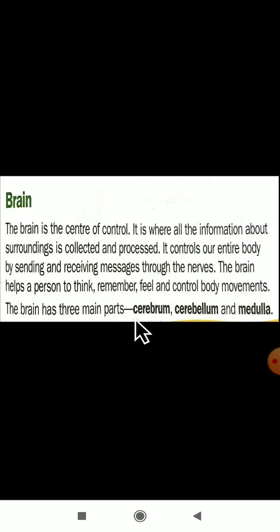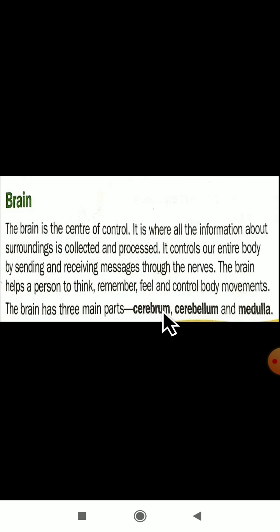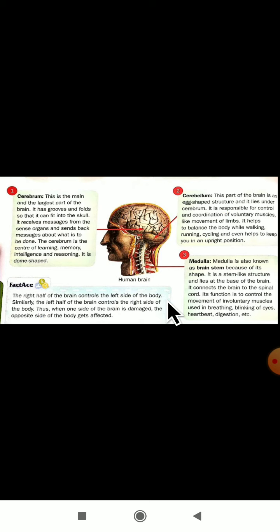The brain has 3 main parts: the cerebrum, the cerebellum and the medulla. The first one is the cerebrum. The spelling of cerebrum in your textbook is cerebrum. The yellow color is the cerebrum, the pink color is the cerebellum, and the next one is the medulla. These are the 3 main parts of a brain.